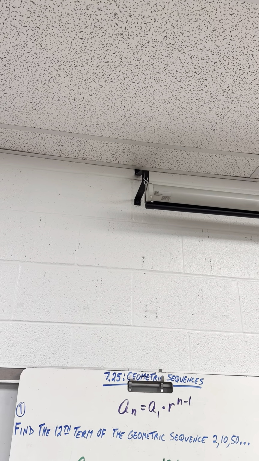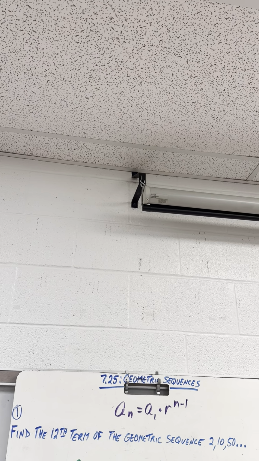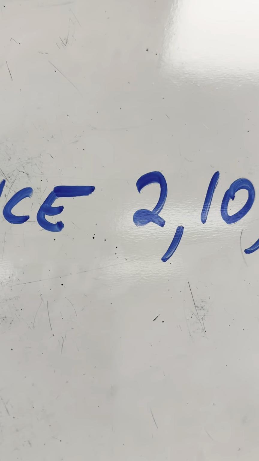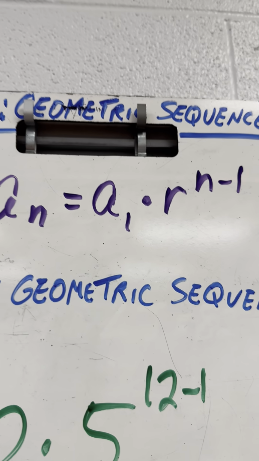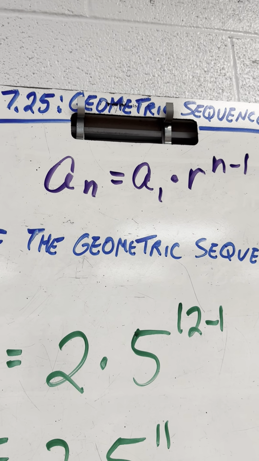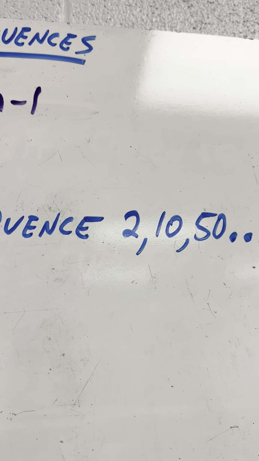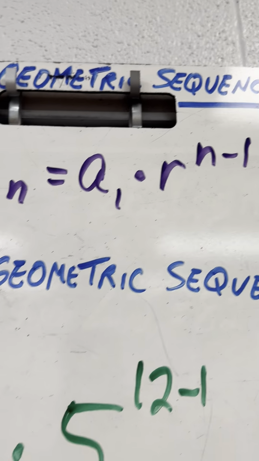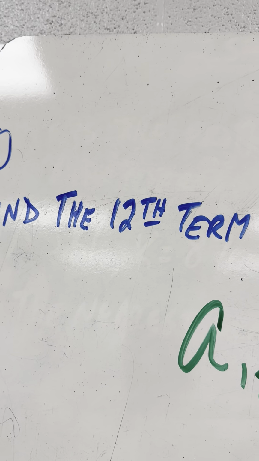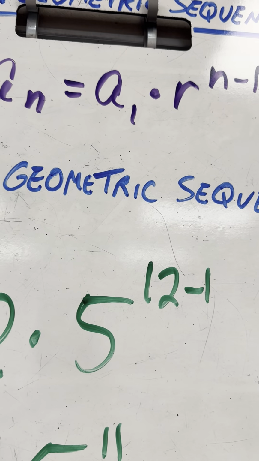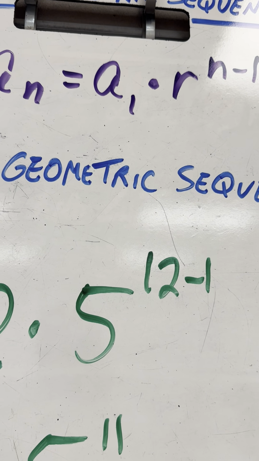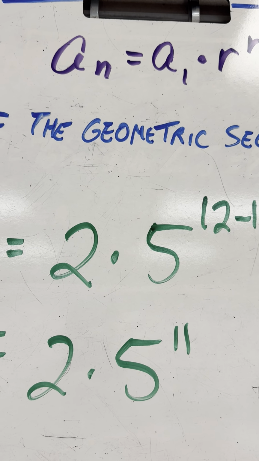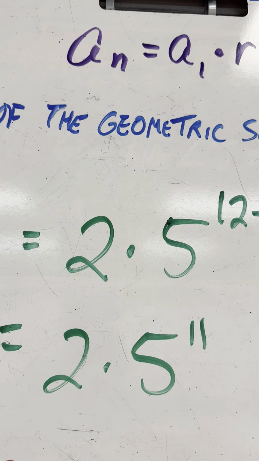So what's a_1? a_1 is 2, okay? Times r. r is the ratio, in other words, 10 divided by 2. That's 5 to the n minus 1. What's the 12th term? So 12 minus 1 is the exponent. So 2 times 5 to the 11th power. You can just type that into your calculator.